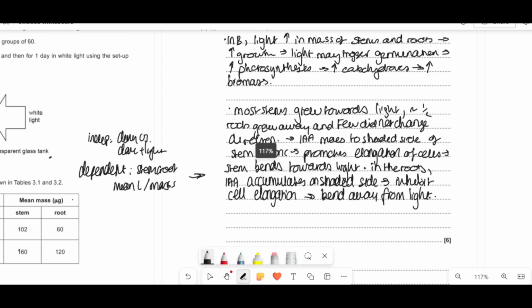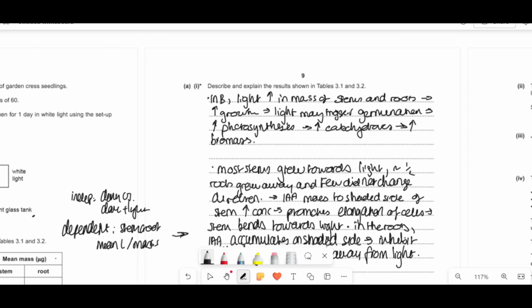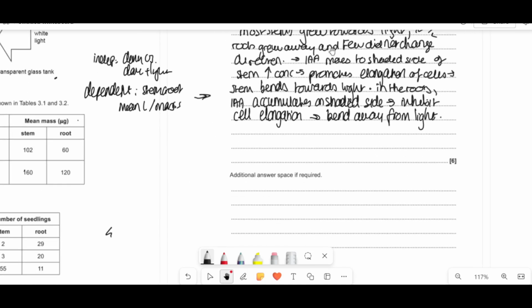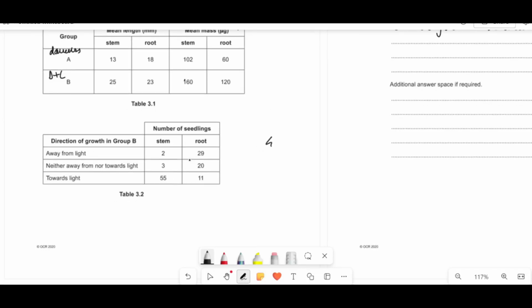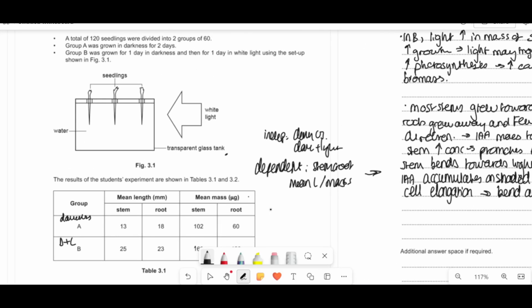But that's not it. We have to describe all of the results here, right? You can't just leave out the things that don't look exciting. We have to figure out why on earth a decent chunk of them were neither away nor towards the light, right? Because we're not really expecting that to happen. So we've got to have a look at possible problems in this experiment. In normal circumstances, it should just be towards or away. So why are we getting some weird stuff going on here?